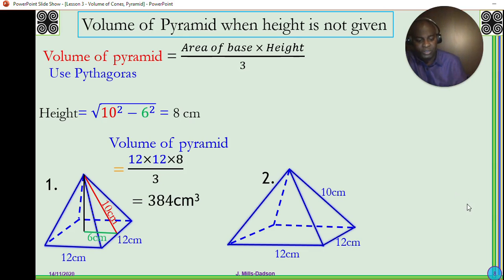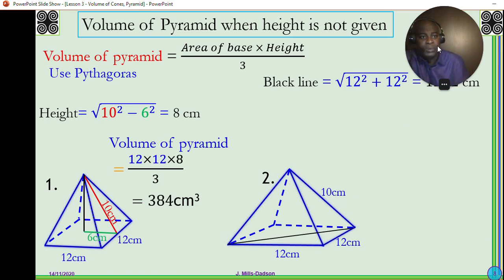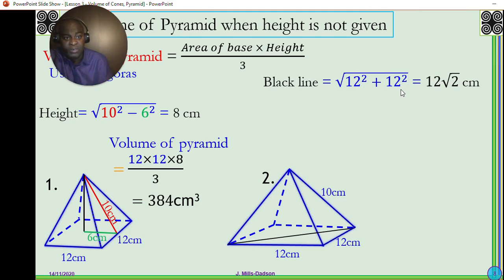Let's look at question 2. Now that's a bit tricky. So you must first work out, use 12 and 12 to work out the hypotenuse of that. So using Pythagoras, that will give us 12 root 2 cm. Now I'm going to divide 12 root 2 by 2 such that I can make a perpendicular height to form a right angle triangle with a 10. So divide 12 root 2 by 2.